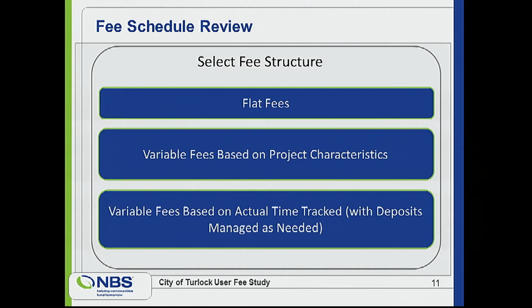And so those fees are usually set at a flat fee rate, so it's one cost, you pay it, and you're done. Your second is your variable fees based on project characteristics, and you will see that this is where some of the fees changed on the fee schedule from previous years to current. This is where you tier your fees based on square footage, linear foot, whatever the mechanism of measurement that makes most sense for that type of activity, grading permits, encroachment permits, things like that.